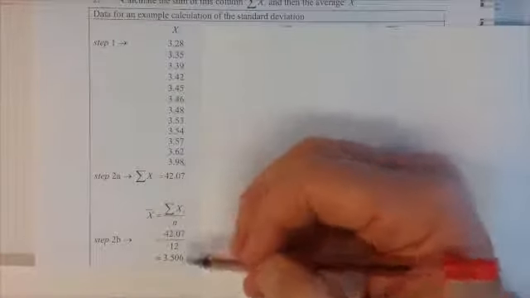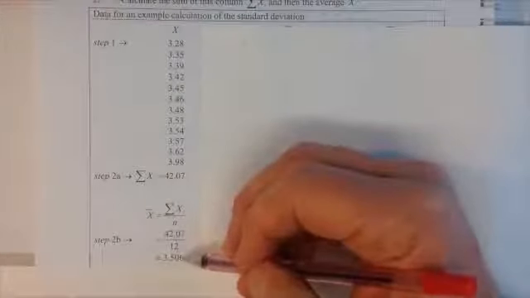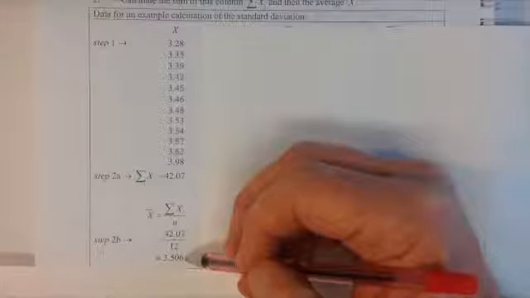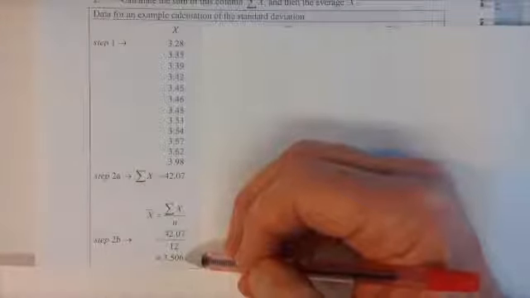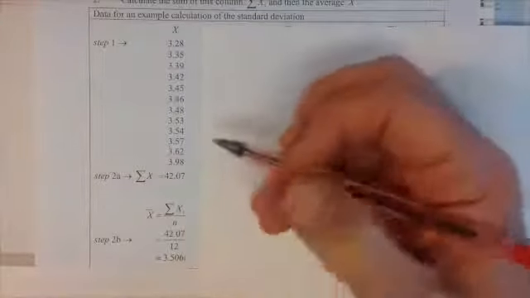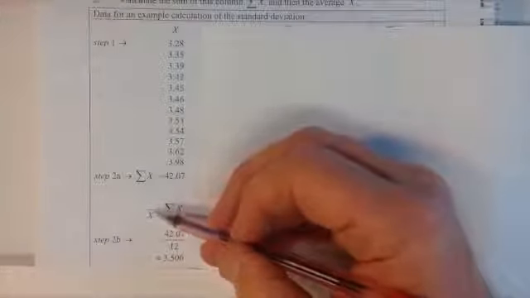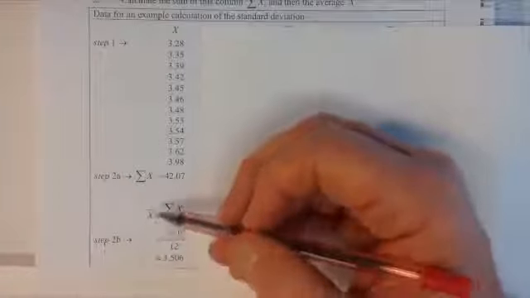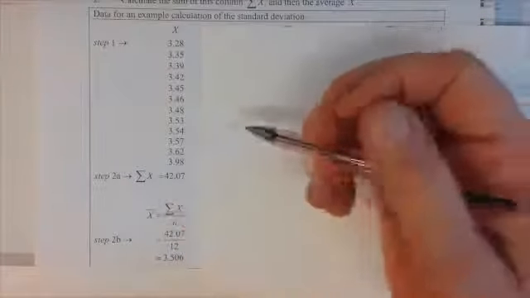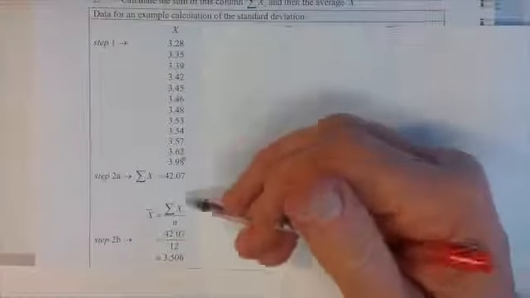So 42.07 divided by 12 is about 3.506. Now, even though these are to 2 decimal places, I'm going to temporarily have that answer to 3 decimal places, because this is part of an intermediate calculation. Another thing about notation, the x with a horizontal bar over the top means the average value of x.